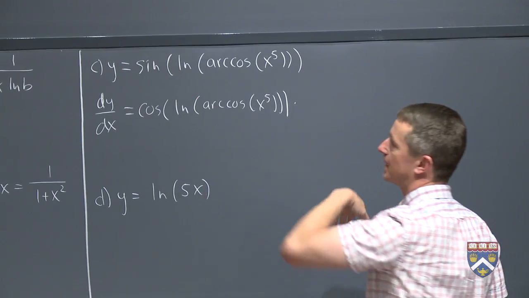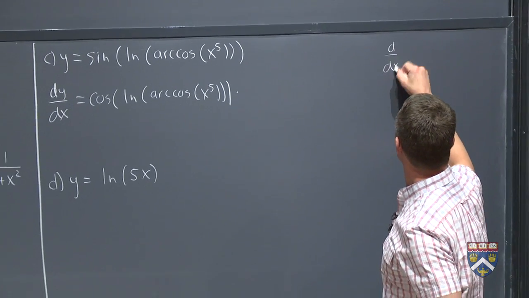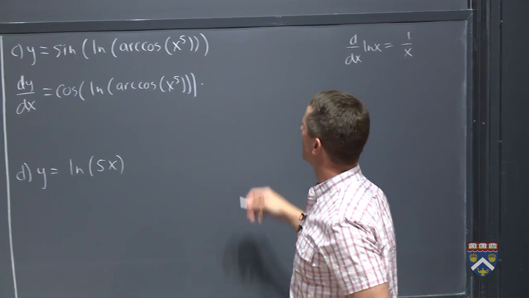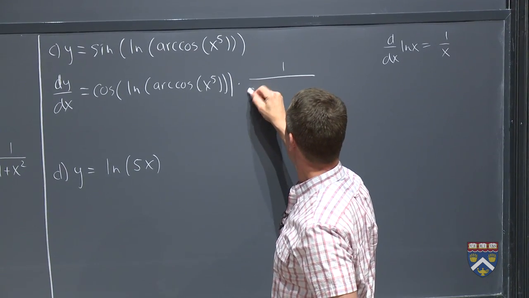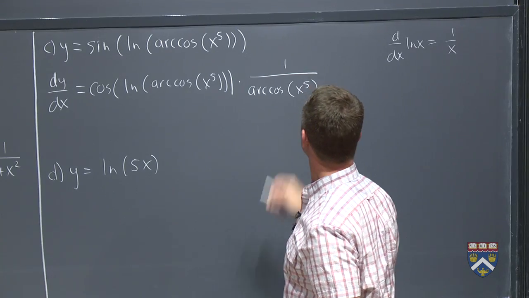Now you've got ln of something. And remember, we just figured out a little while ago that the derivative of ln of x is 1 over x. So this becomes 1 over all of that stuff, arc cosine of x to the 5th.